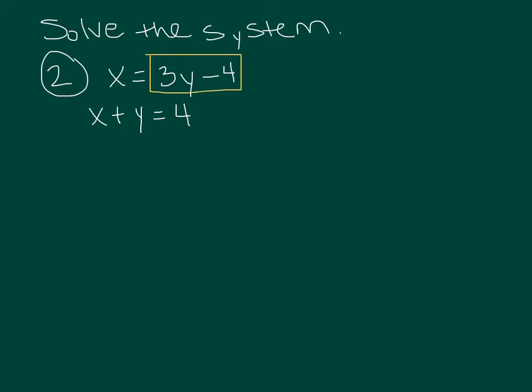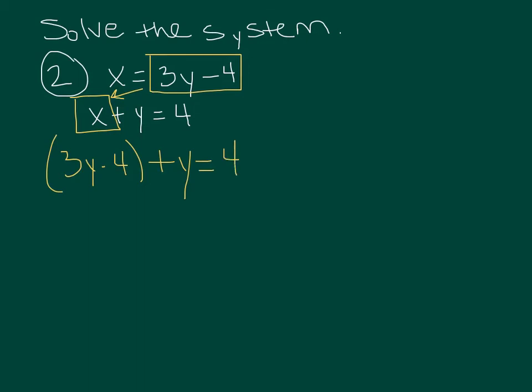So what we can do is take 3y minus 4 and replace it for x in the other equation. So I can put it in here for the x. That's called substitution. Okay, so instead of x, I'm going to write 3y minus 4. Again, I put that in parentheses so I know it's one thing. Bring down the rest of the equation. So you had plus y, you had equals 4.